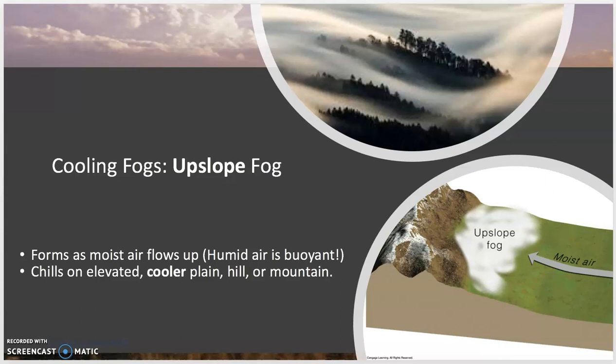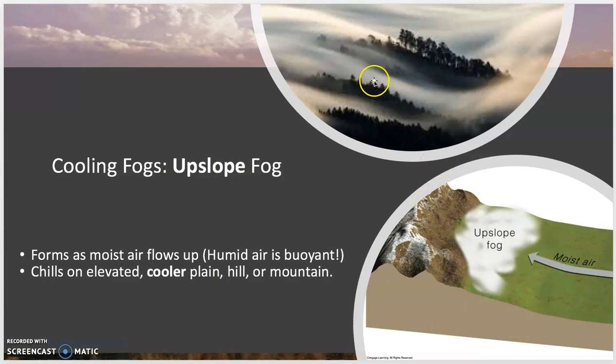Third type of cooling fog is an upslope fog. This forms as moist air becomes more buoyant. Remember, humid air is buoyant, and it runs up a slope where it can't run through anymore. It has to run up along a mountainside. It chills on the elevated mountainside and condenses there to form upslope fog.